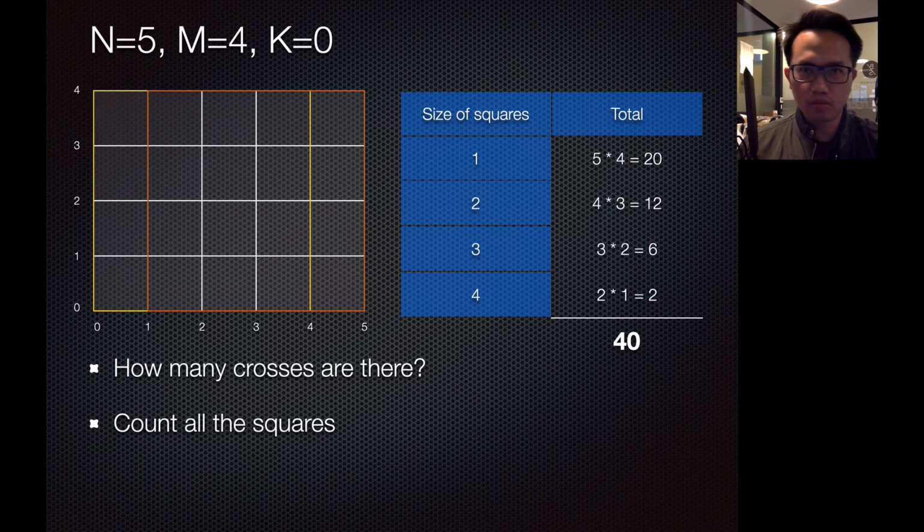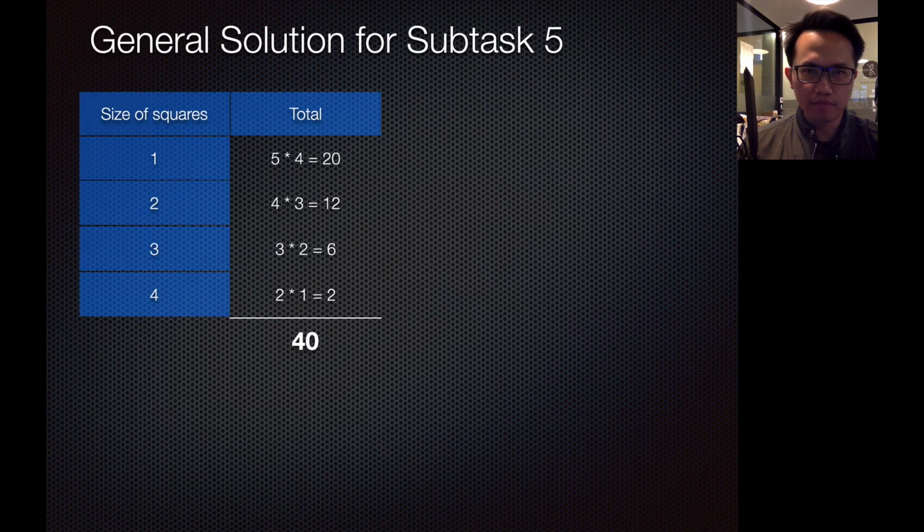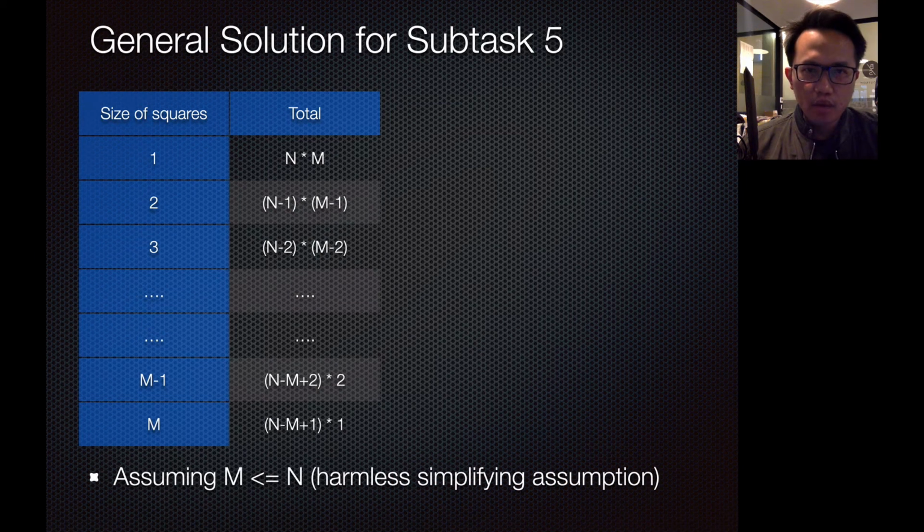Alright, but what about a general solution for subtask 5 for any n and m values? Can you see the pattern? Well, let's see. When size is 1, there are n times m squares. When size is 2, there is one fewer choice along both the horizontal and vertical axes, so n minus 1 times m minus 1. When size is 3, there are 2 fewer choices along both axes, n minus 2 times m minus 2.